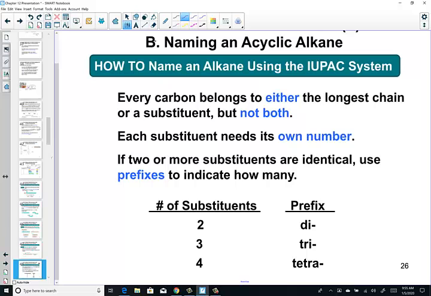2,2-dimethyl, 2,2,3-trimethyl, 2,3,4-trimethyl, and so forth. I'm letting you know the location of each substituent with a number, and if those substituents are identical, I'll let you know by a prefix.